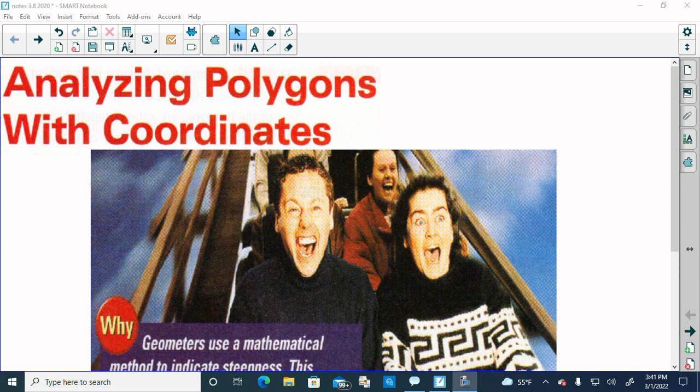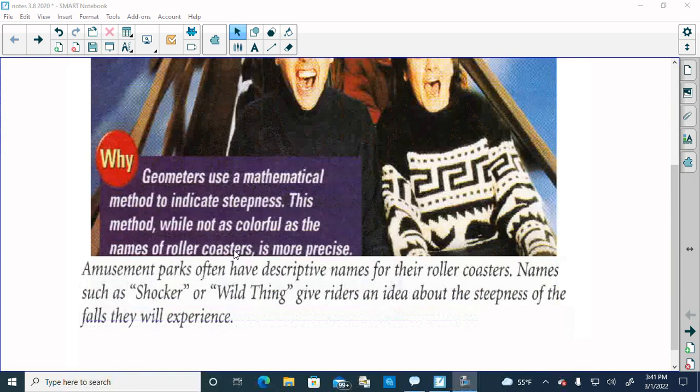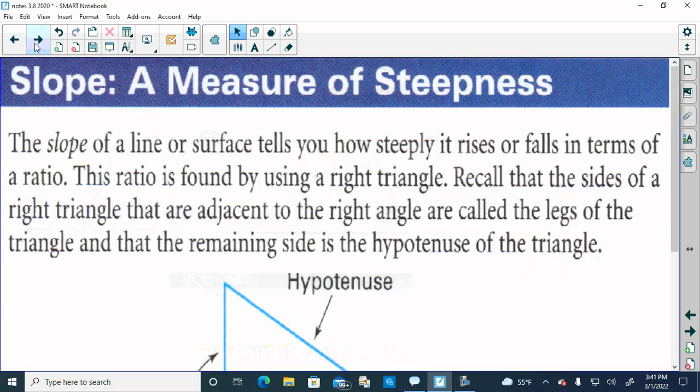Okay, so this is section 3.8, and you should have your vocab written on your own sheet of paper. So just make sure you label it as notes 3.8. This will be the very last section that I'll check when we do a notebook check. Okay, so analyzing polygons with coordinates. Okay, and then they just have this great picture. I guess, again, is what's in your book.